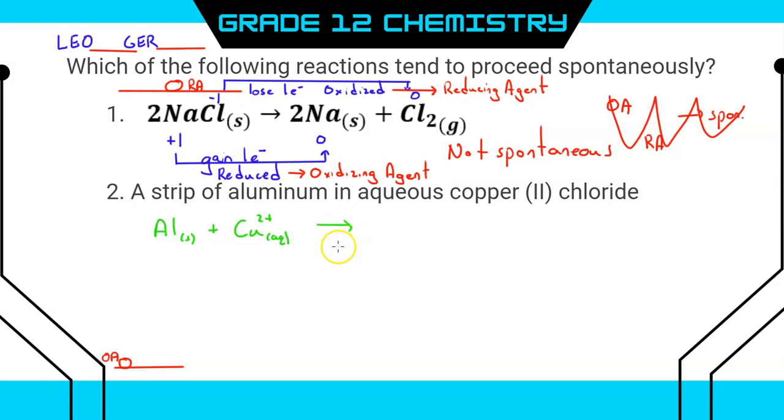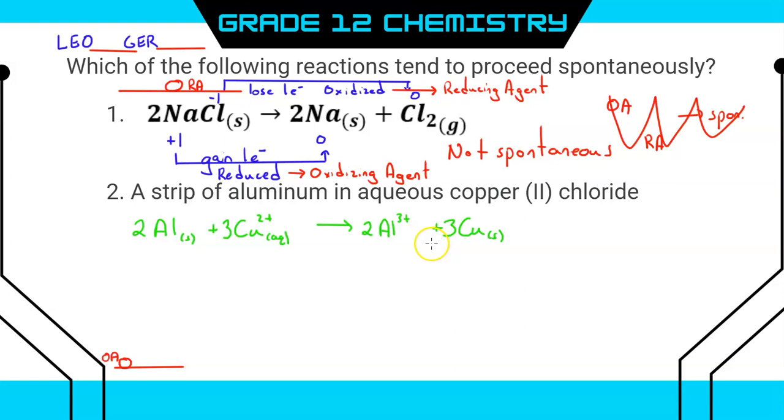Now, if we exchange these charges, we're going to have aluminum, but aluminum has a charge of +3. And then we're going to have copper as a solid. And I can just quickly balance it. So we'll have 2, 3, 2, and 3. All right, so that's balanced, but it's not super important to be able to balance it to determine whether or not this reaction will proceed spontaneously.